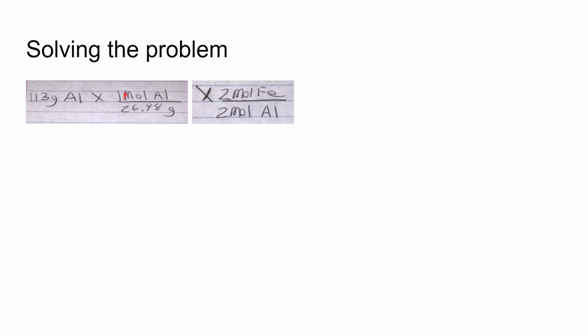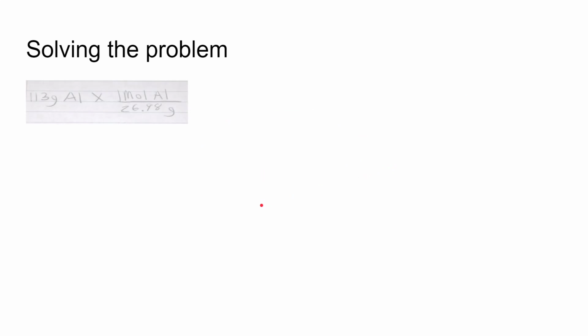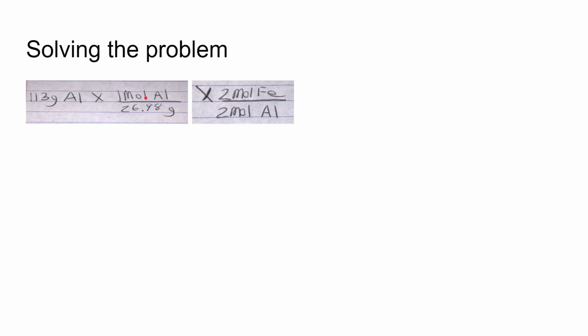Now that we have moles of aluminum, we can put that into the next fraction at the bottom. Why do we have 2 moles of aluminum at the bottom? Well, you can go back to the reaction and see that we have 2 moles of aluminum here, and for every 2 moles of aluminum, there's going to be 2 moles of iron. So that's how we got from 1 mole of aluminum to 2 moles of aluminum on the bottom. So we have 2 moles on the bottom and then 2 moles of iron at the top.